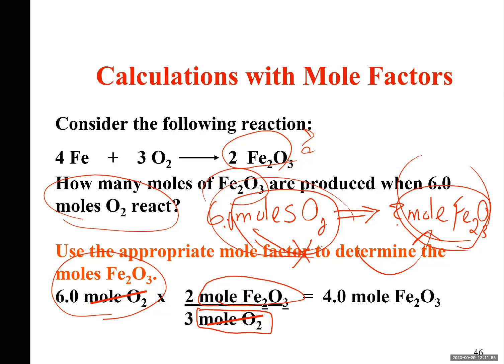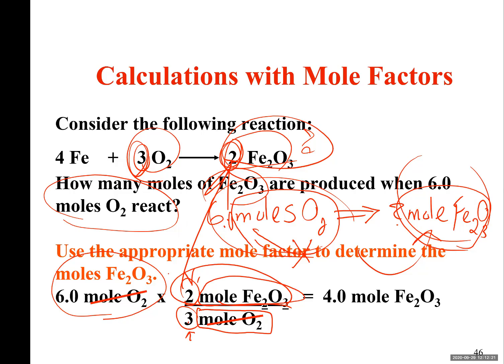So if I ask you, what is relationship between number of moles of Fe2O3 and O2? Can I say every 2 moles of Fe2O3 can be produced from 3 moles? So the ratio is 2 to 3. Where are they coming from? 2 is coming from here, and 3 is coming from here, from our equation.